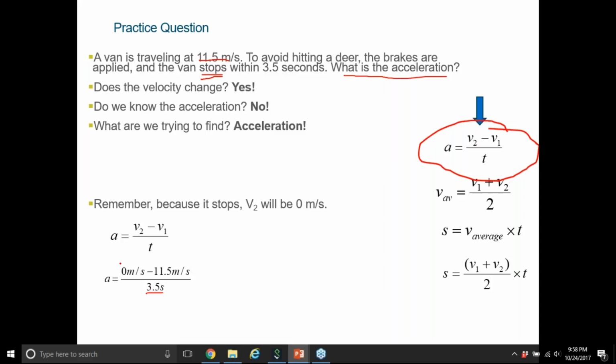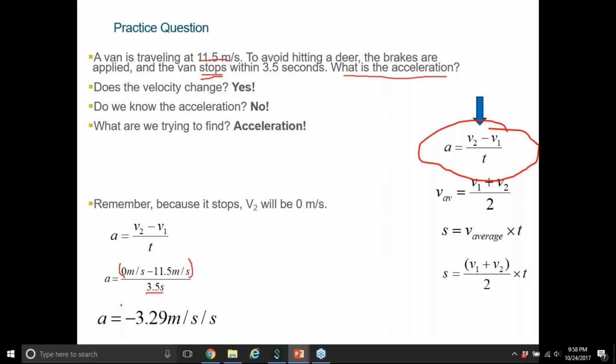Remember that we do the stuff on one side of that dividing line first. So everything on top gets done first, everything on bottom gets done, and then we divide the top by the bottom. So we take 0 minus 11.5, which gives us negative 11.5. We divide it by 3.5 seconds and get our final answer of negative 3.29 meters per second.